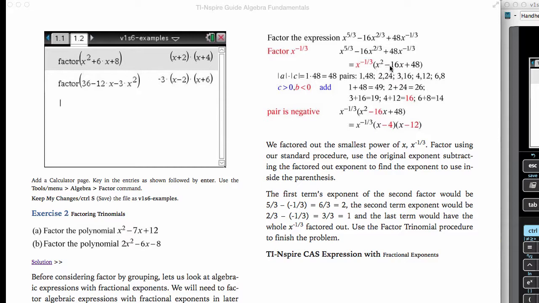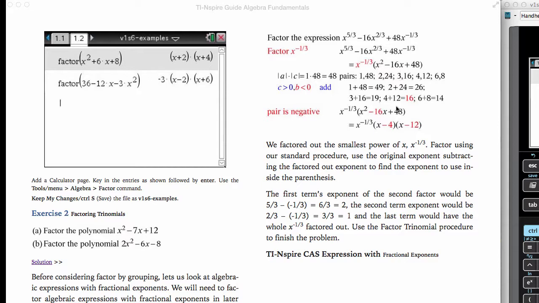Then we'll take the absolute value of 1 and 48 and get 48. Make up all the pairs that make 48, going from smallest to largest: 1 and 48, 2 and 24, 3 and 16, 4 and 12, and 6 and 8. Since the last one is positive, c is greater than 0, so we'll want to add these pairs together. The first pair will make 49, the second pair will make 26, the next pair will make 16, and the next pair will make 14.